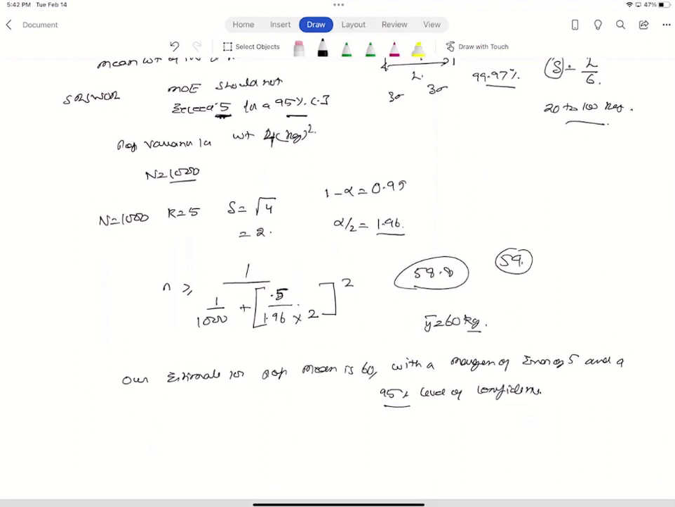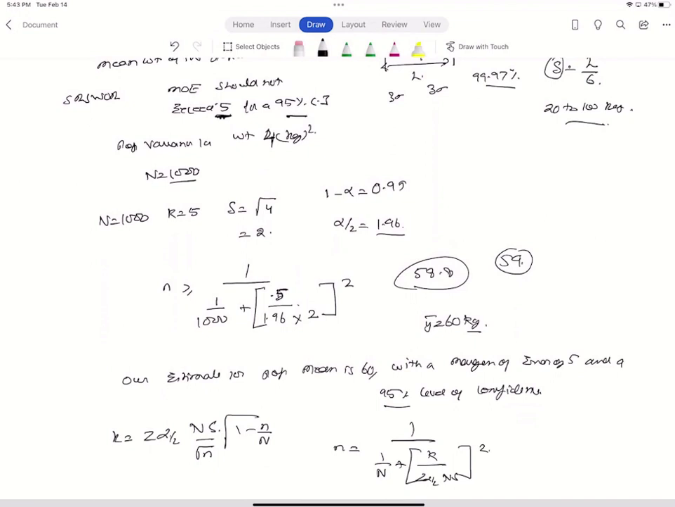When the objective is to estimate the population total, then the k becomes z half N s instead of just s. You get N s there and the root n, 1 minus n over N. So then n would be solved to 1 upon (1 over N plus k upon z half N s), and this whole thing is squared. So that is how you calculate the sample size for the population total rather than just the population mean.